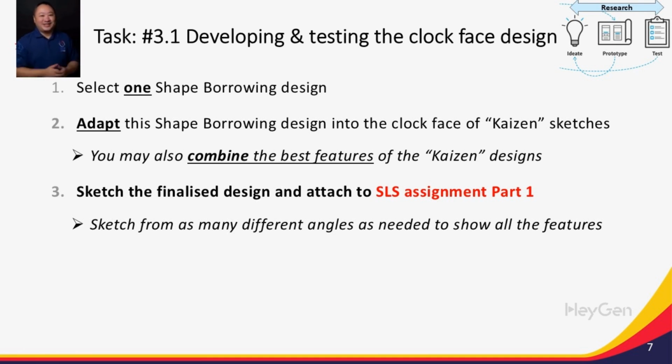Exercise your creativity. The aim is to come up with your own original idea after making changes to the researched clock ideas and using shape borrowing to make it even more interesting. After sketching your finalized design, attach it to the SLS assignment. Please sketch from as many angles as you need to fully show all the features of your clock.